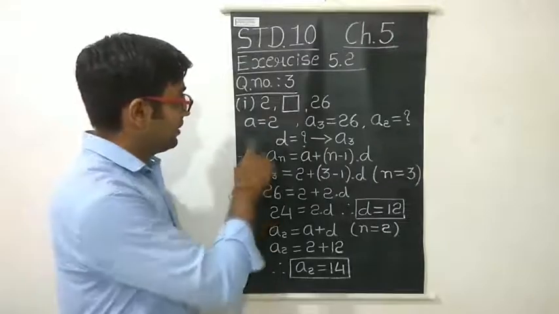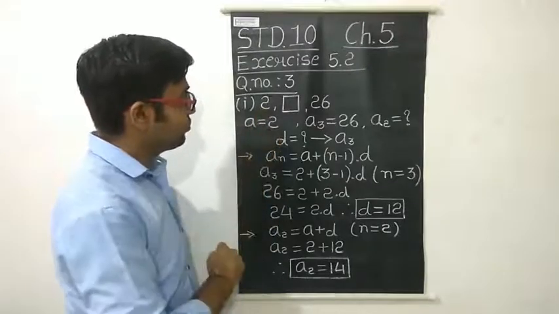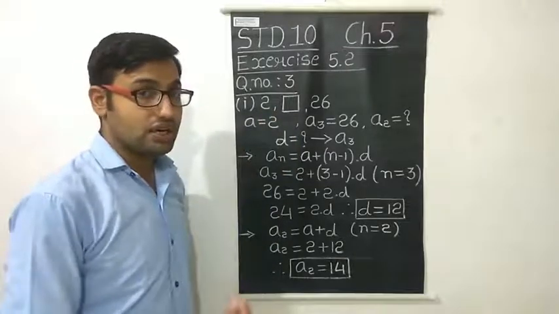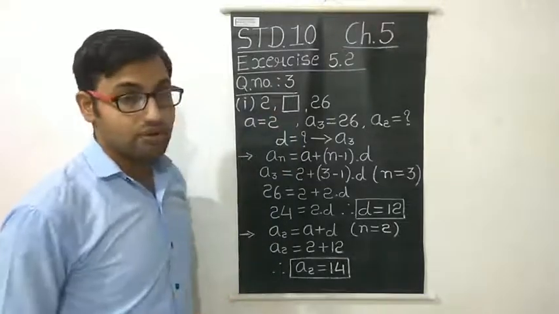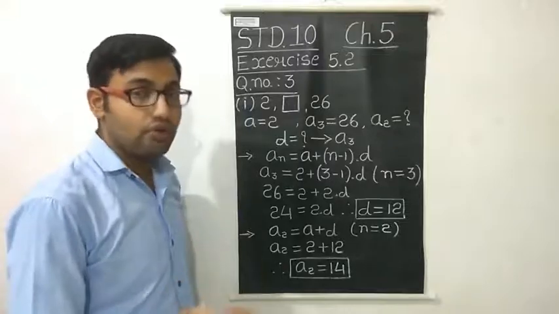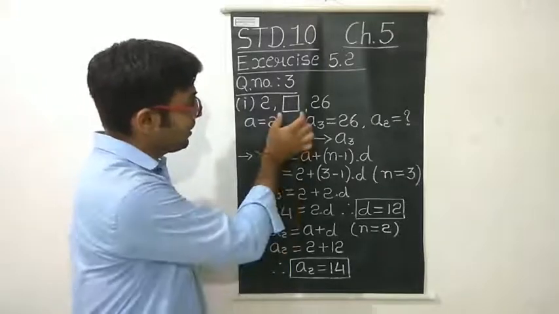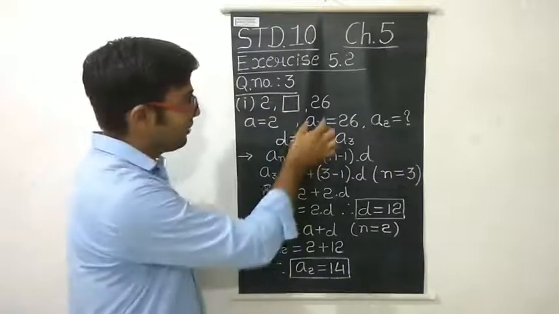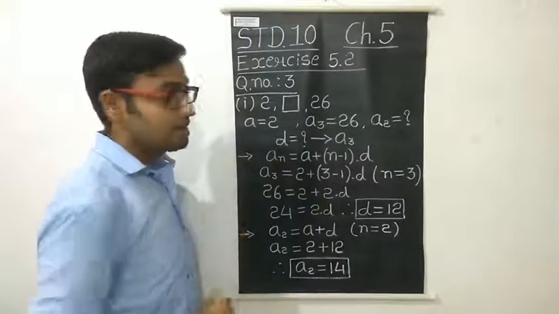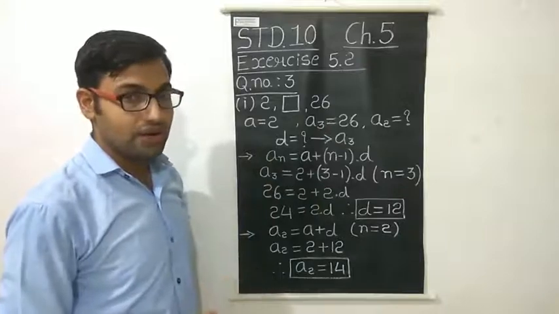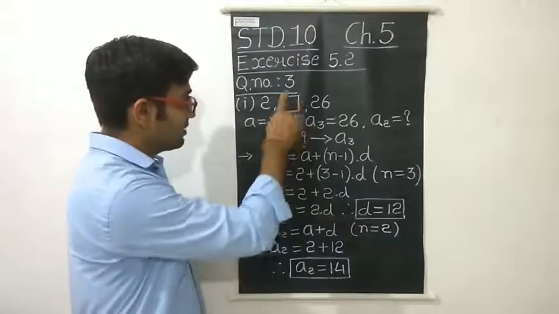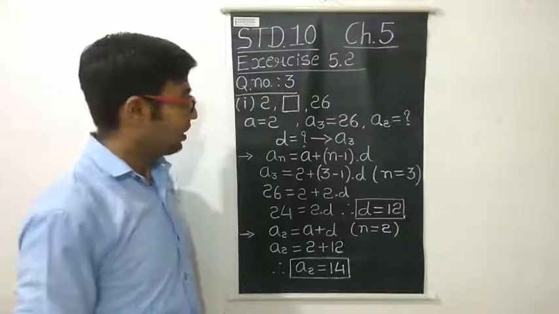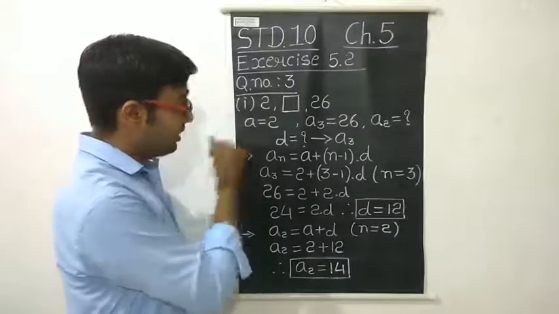But here we have a equal to 2. We do not have the second term. As there is no second term, we cannot find the value of d, because to find d we must subtract the first term from the second term, or we can subtract the second term from the third term. In this way also we can find d, but as the second term is not there, we cannot find d.